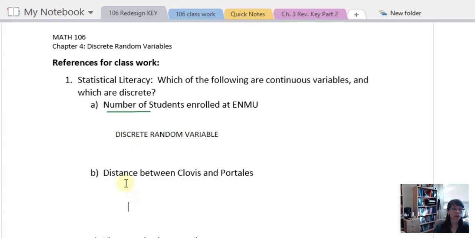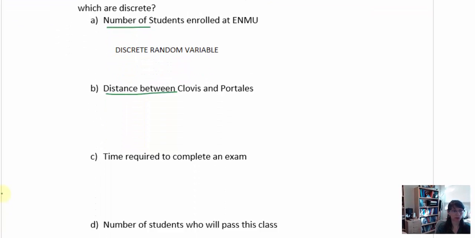Example B is talking about the distance between Clovis and Portales. Distance between Clovis and Portales could be measured in miles, and it is possible to have increments in between intervals for miles, such as half mile or feet, inches. So distance falls under the continuous category. So we have a continuous random variable.